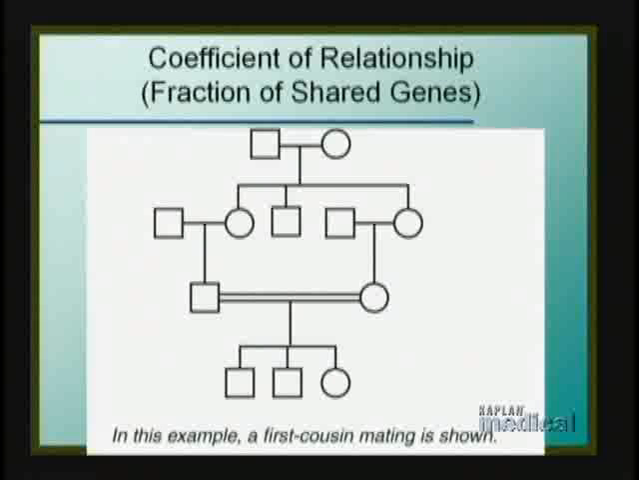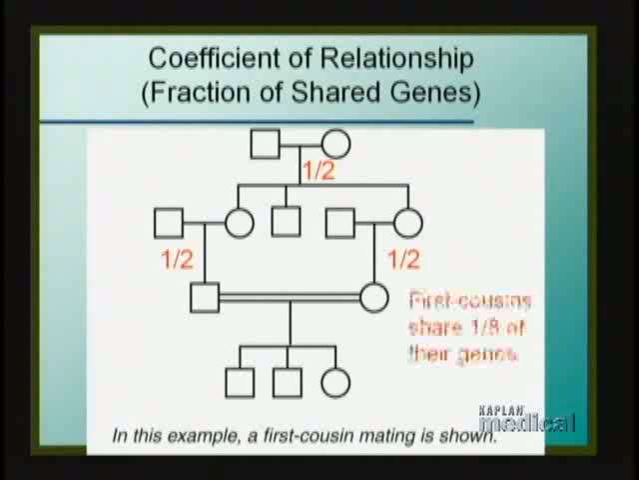One of the topics related to this is the coefficient of relationship, that is the fraction of shared genes between related individuals. Such calculations can be done in the following way. Brothers and sisters share 1/2 of their genes with each other, and each parent shares 1/2 of his or her genes with each child. So the coefficient of relationship between parent and child, for example, is 1/2. And between siblings, brothers and sisters, it's 1/2.